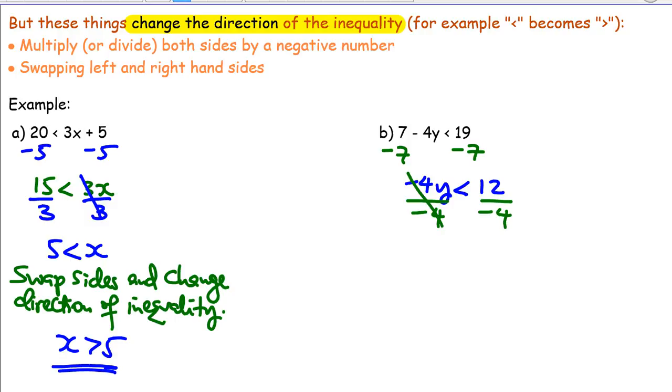Now what did we say? If you divide both sides by a negative number, then you have to change the direction of the inequality. So basically what we'll end up with here is y is greater than negative 3. The same solution, but of course you have to change the direction of the inequality.